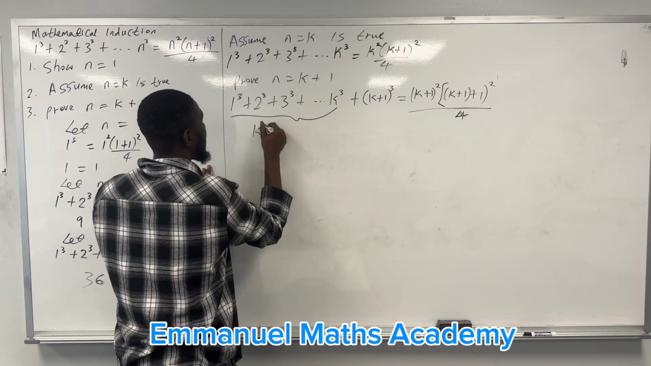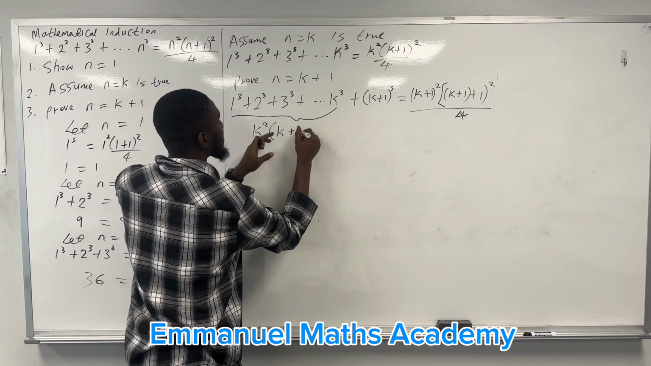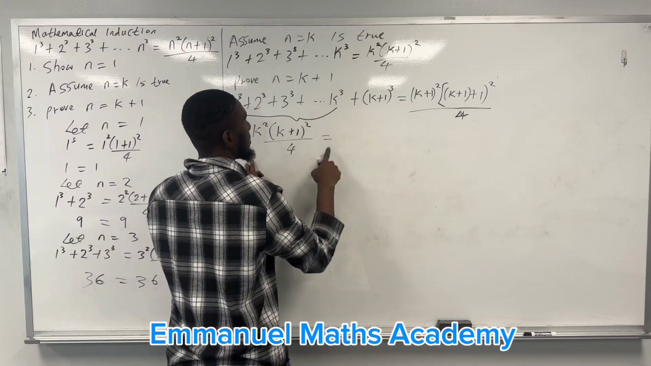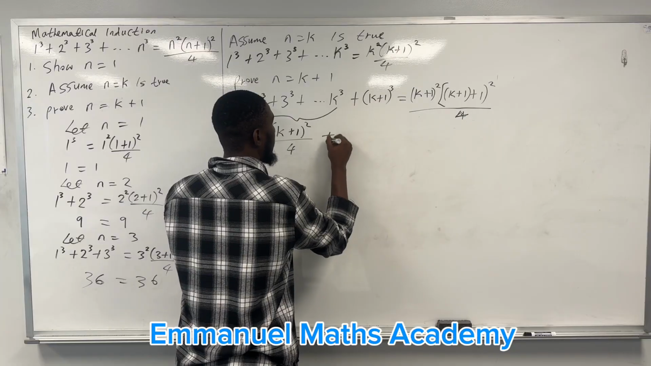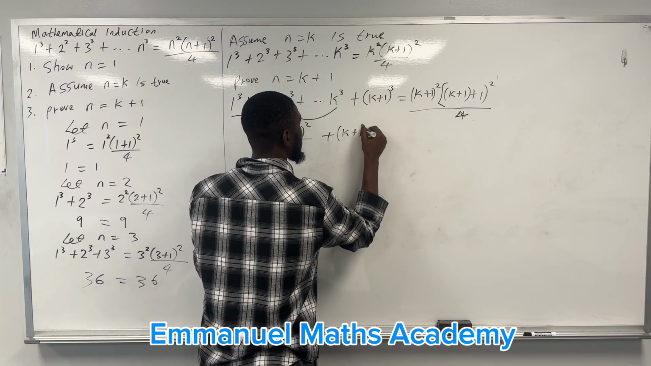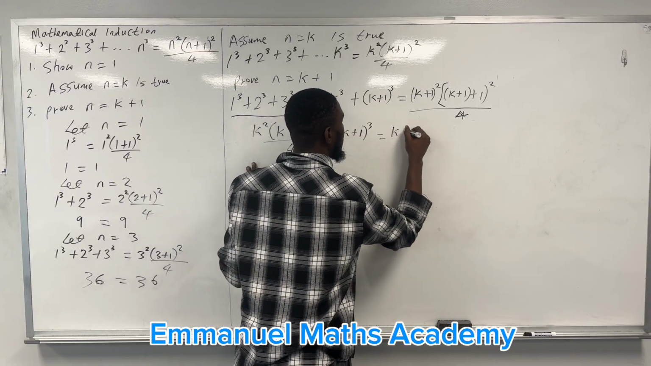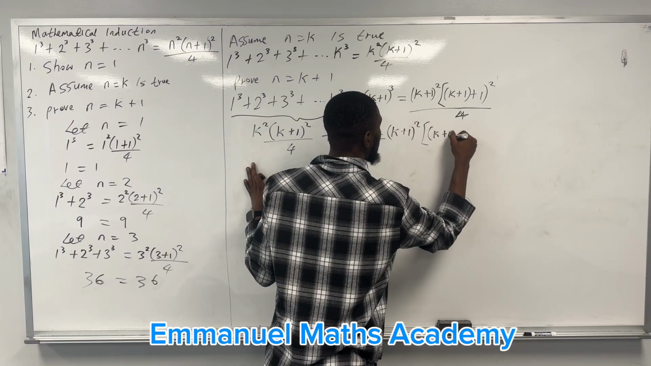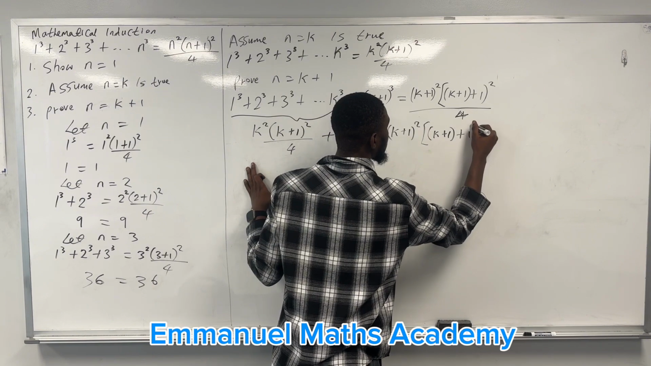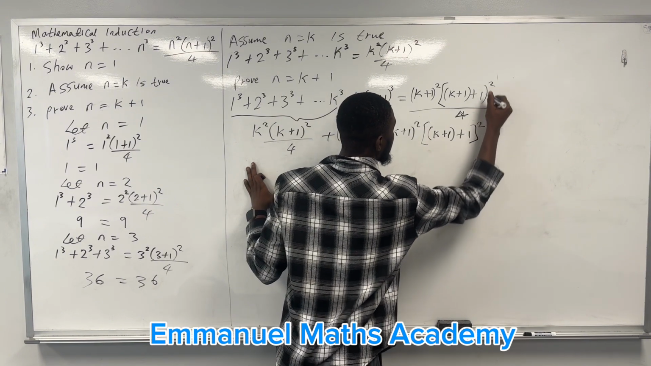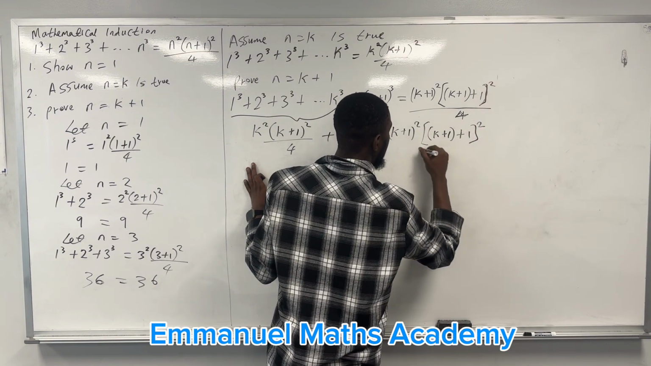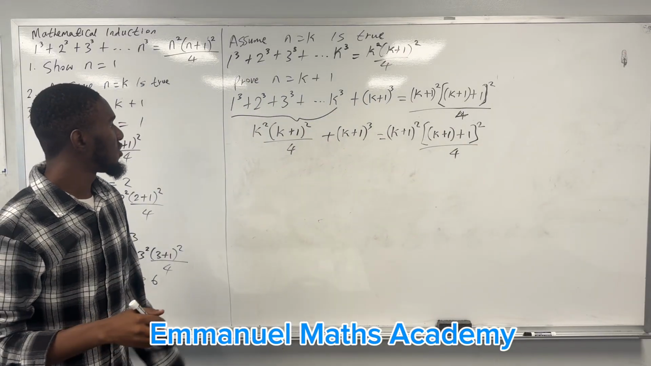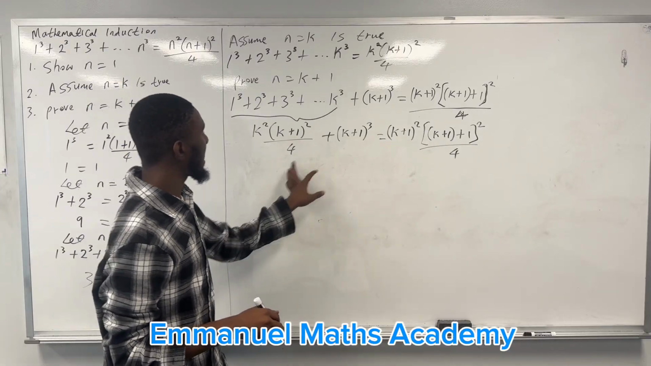is equal to what? K squared (k plus 1) all over 4, no sorry, plus this, plus k plus 1 over 3 equal to (k plus 1) squared, (k plus 1 plus 1) all squared, right? All over 4. So to eliminate this 4 here, you need to multiply through by 4, this side and this side by 4.